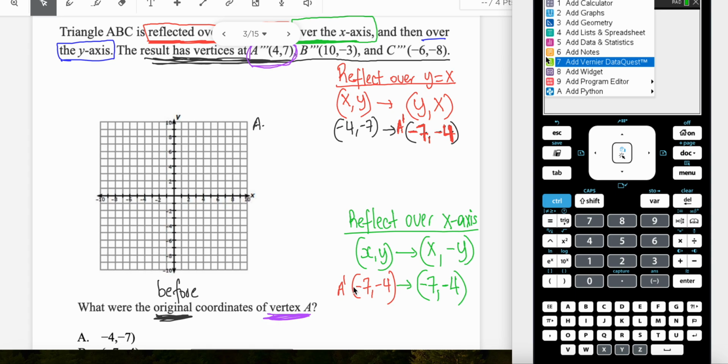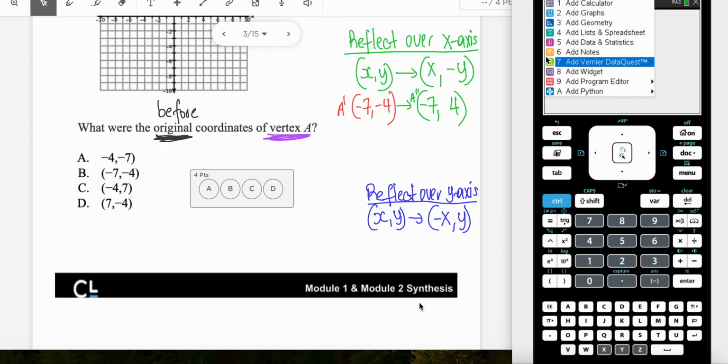So what we did was the x remains the same, and then we change the sign of the y. So if it is negative, it's supposed to be positive 4. Sorry. Positive 4. Now that's going to be our a prime prime. Now we have one more to do.